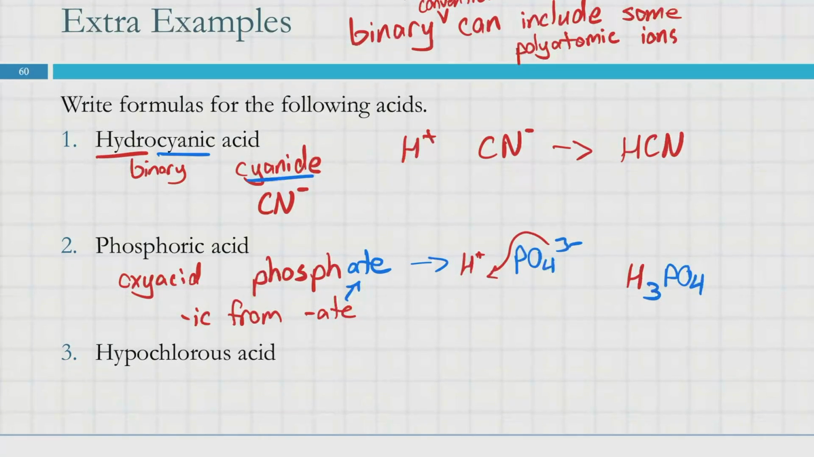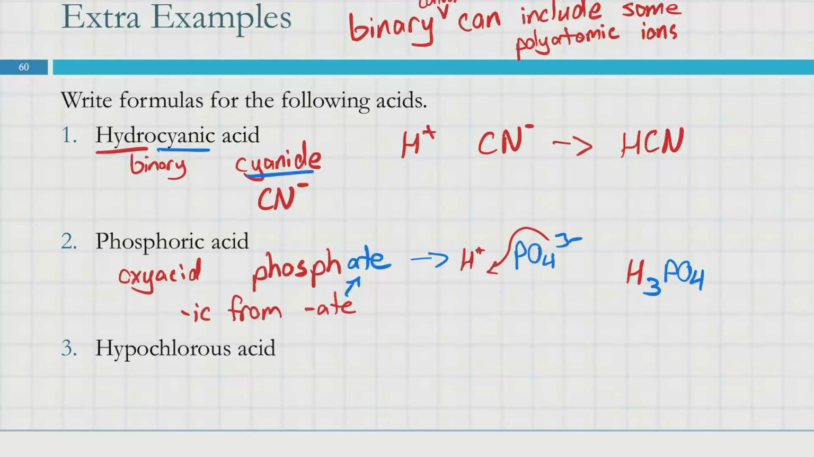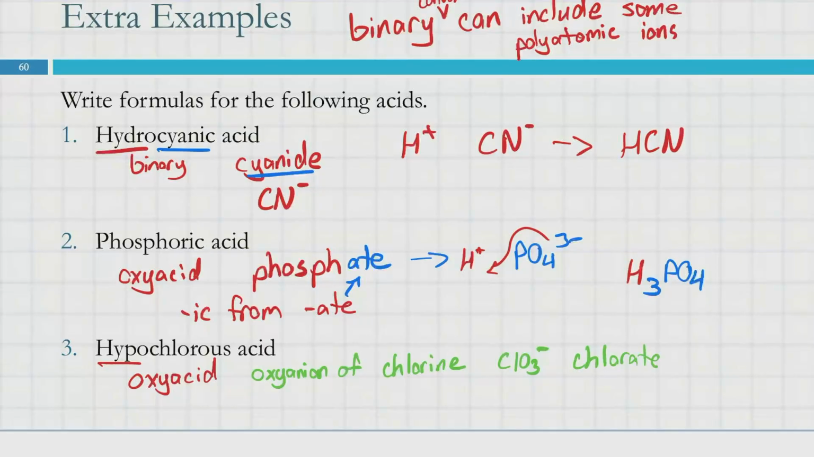And then last but not least, we've got hypochlorous acid. The hypo in the front letting us know that this is definitely an oxyacid. So we need the oxyanion of chlorine. ClO3 minus is chlorate. The ous ending would have come from ite.